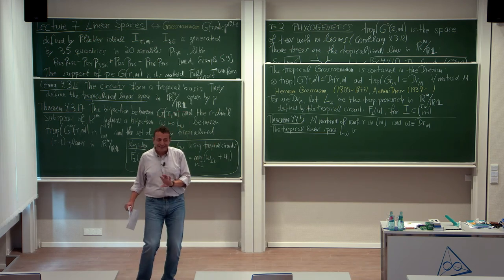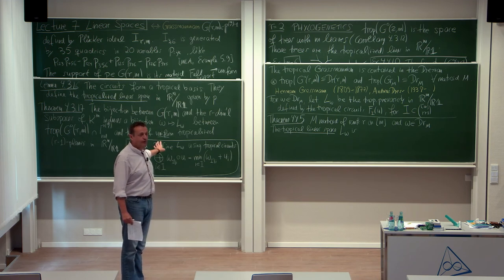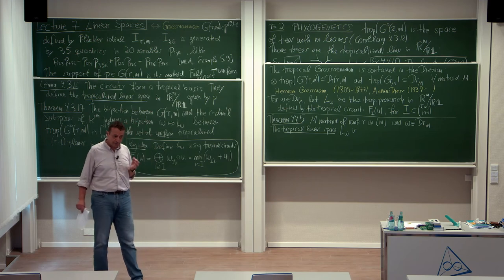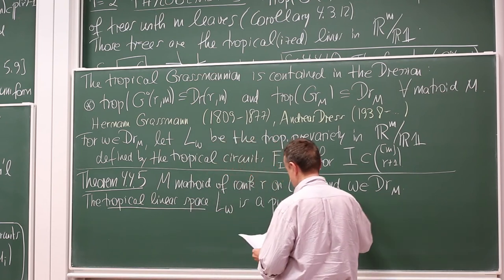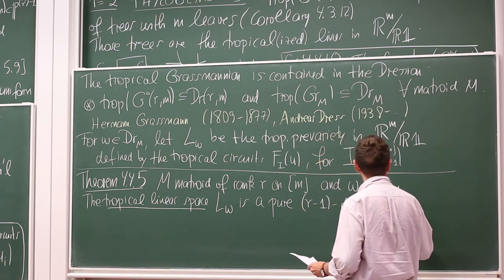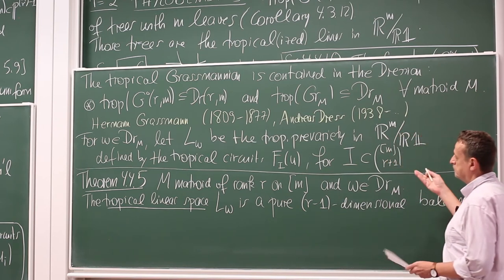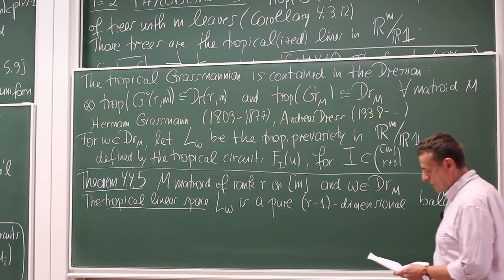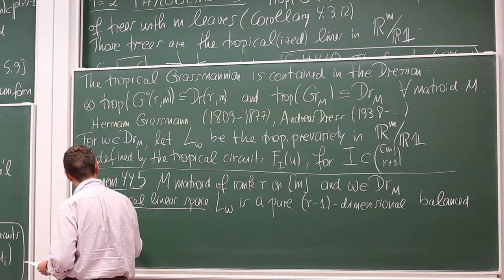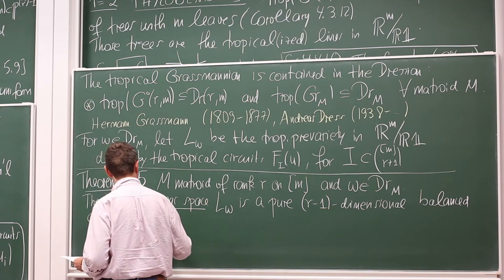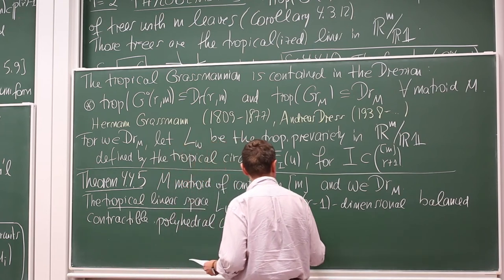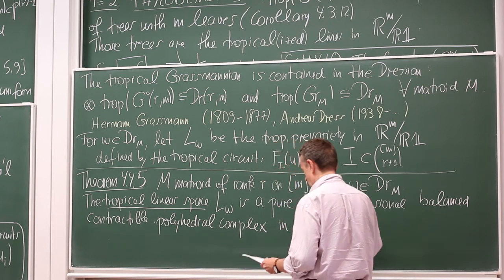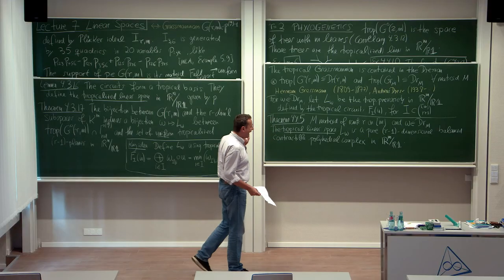So this I'm going to call a tropical linear space. Now, this certainly includes all the tropicalized linear spaces by the previous theorem. So we already know that every tropicalized linear space is one of these. But these are more general. Now, we need to justify the term linear space. I'm going to do that right now. So this object is nice. It's a pure (r minus 1)-dimensional balanced polyhedral complex, in this case all the weights on the top dimensional cells are 1. It's contractible as a topological space, in the ambient space with coordinates u, which is R^m mod all 1.